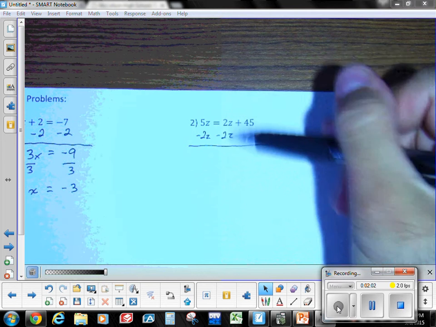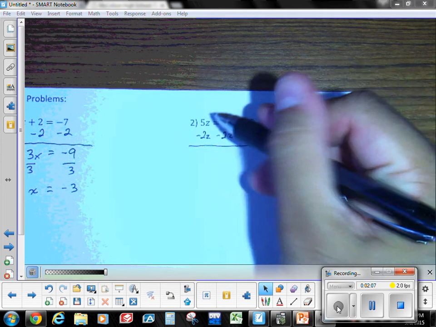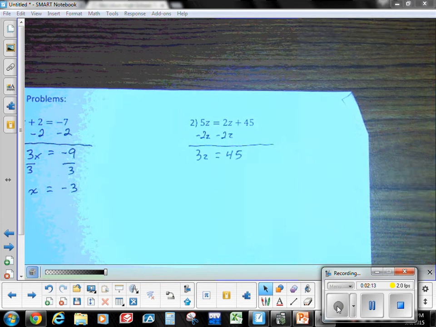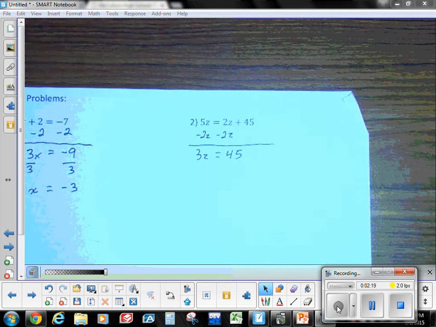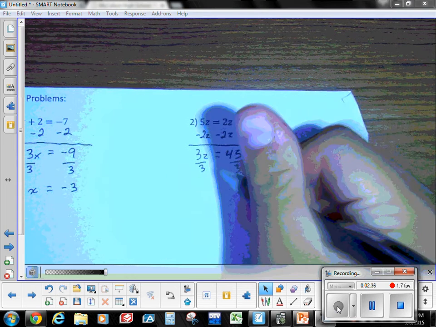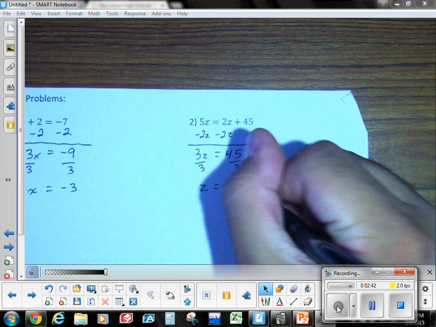And again, I line up terms that I can combine. The 2z minus 2z is 0, but 5z minus 2z is 3z, and it equals 45. And now we're down to our last step, now that we have the variable on one side and the constant on the other. So that leaves us with 3z equals 45. And now we need to divide by the coefficient 3. So divide every term by 3. 3 divided by 3 is 1. 1z is what we want, and it's equal to 45 divided by 3, which is 15.